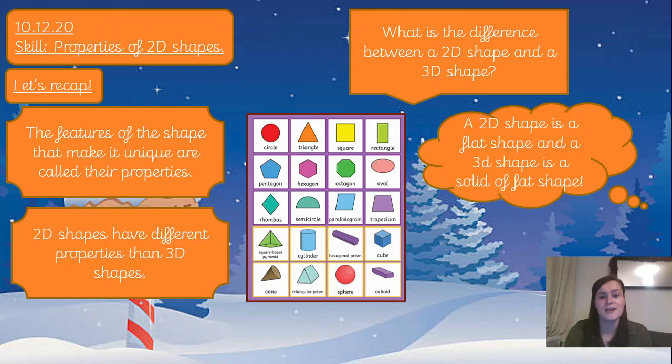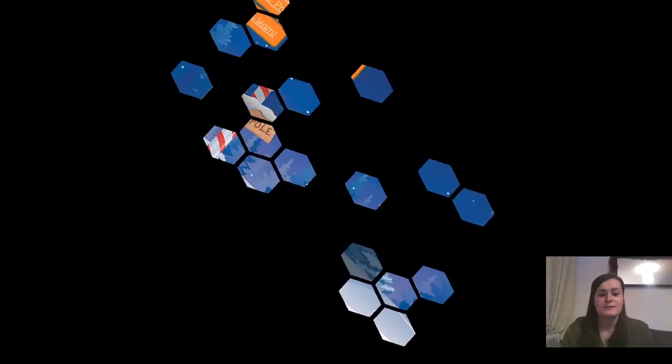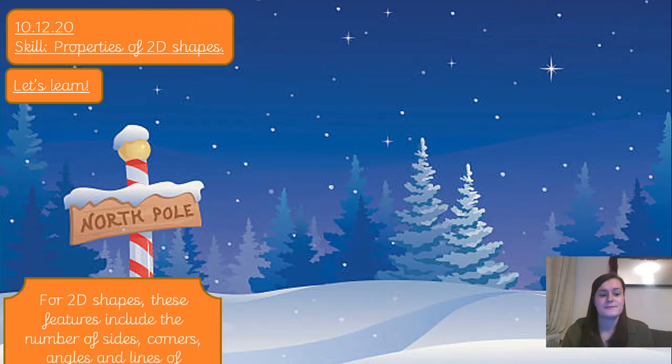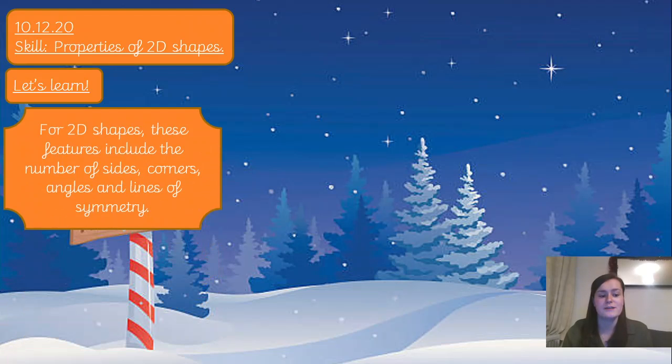So 2D shapes have got different properties to 3D shapes, so they've got different names. So for 2D shapes, these features include the number of sides, the number of corners, if it's got any angles, and the lines of symmetry. So today we're going to specifically look at the sides, the corners and the angles.